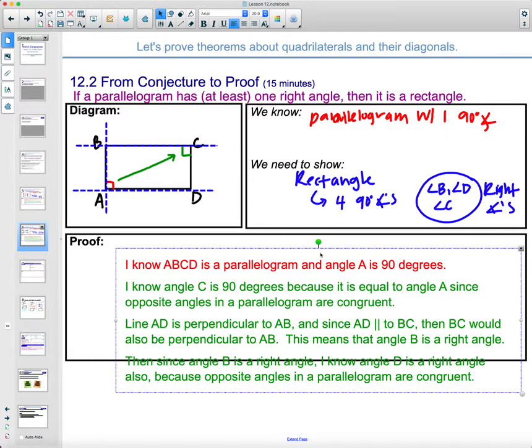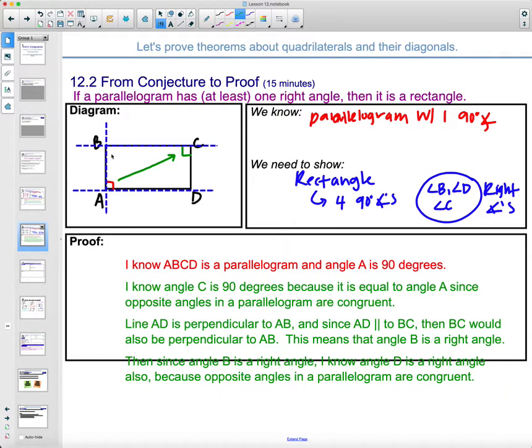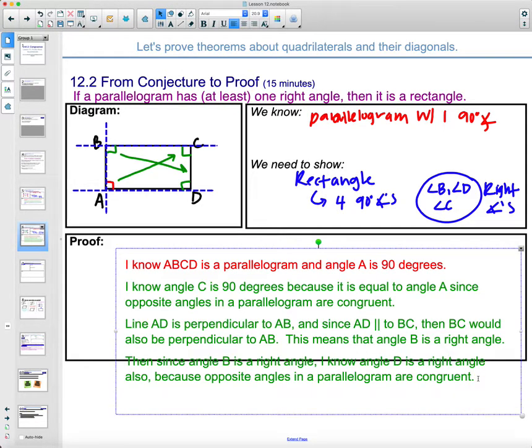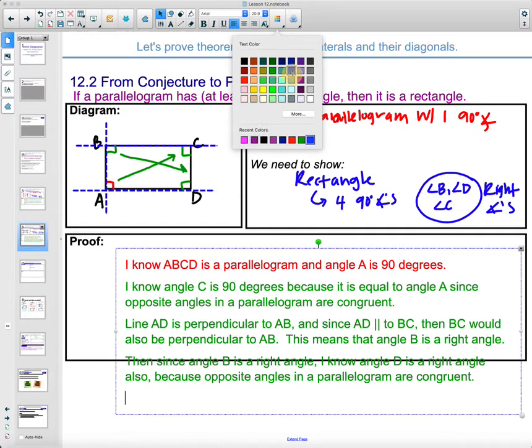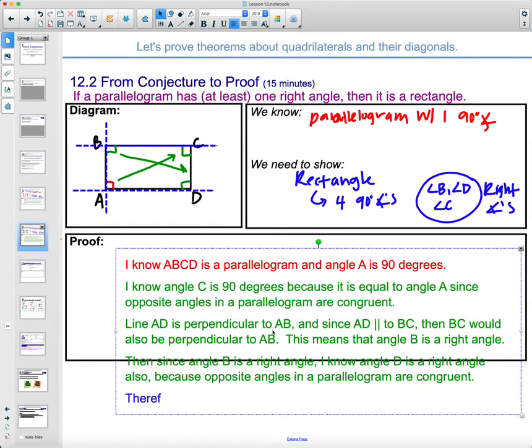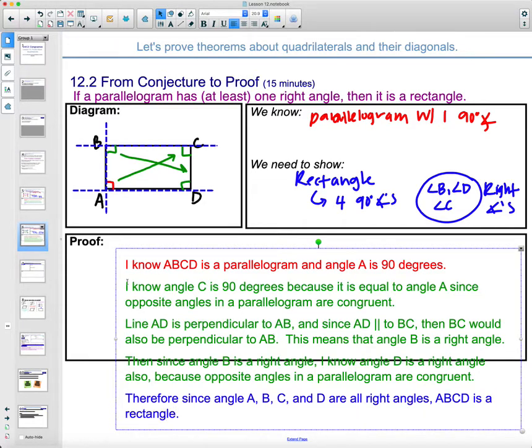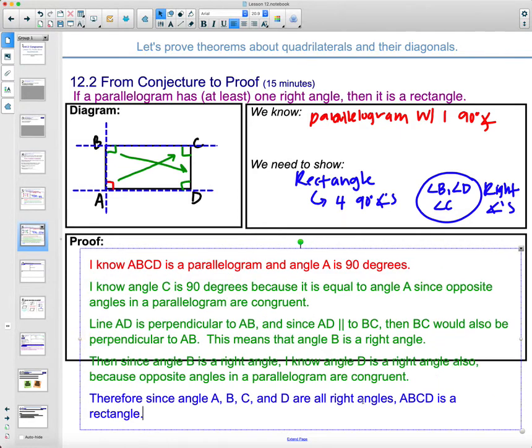Now we've gotten angle C to be a right angle, and then we got angle B to be a right angle, which then gave us angle D. So all of that is in our proof. So we've got all the angles being right angles, so then we're able to say that it's a rectangle. So therefore, since angles A, B, C, and D are all right angles, ABCD is a rectangle. So that's the idea there.